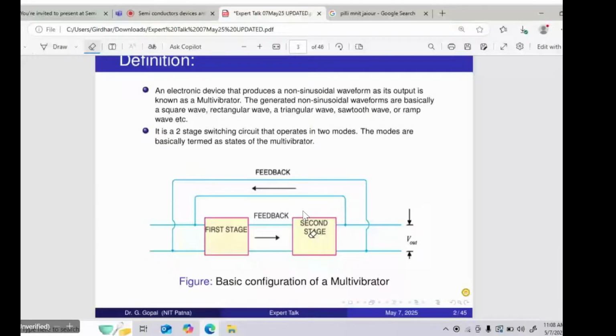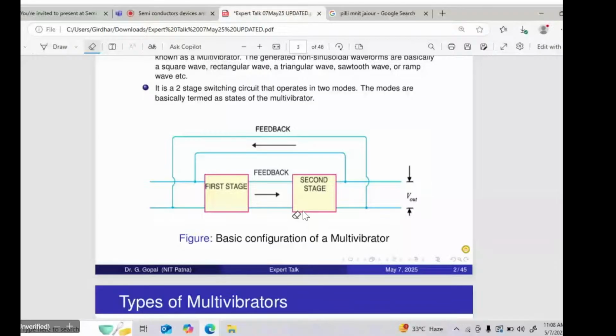On represents a saturation and off represents a cutoff stage, right? And here we are considering the positive feedback only. This is the basic configuration of the multivibrator. Now there are different types of multivibrator.